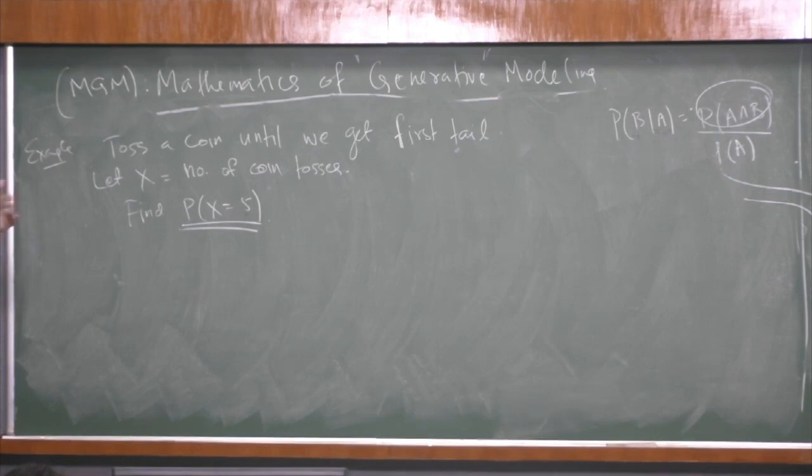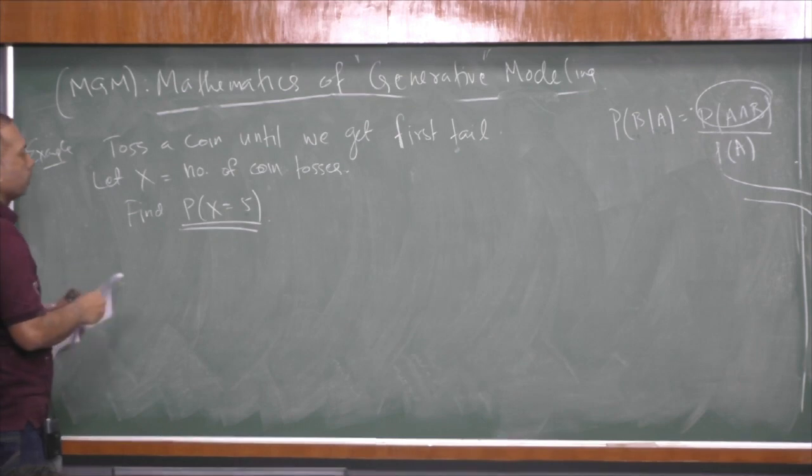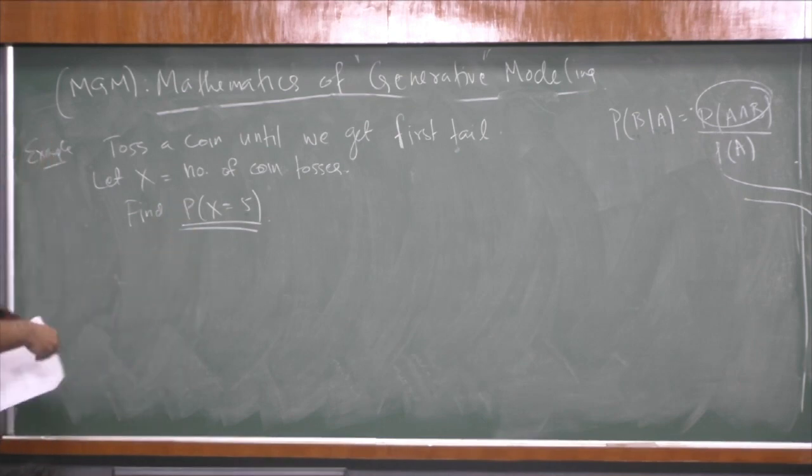The independence here is among each of the successive tosses. I can call the first toss event 1, the second toss event 2, and so on. So they are independent.